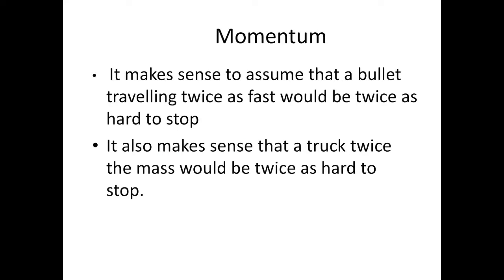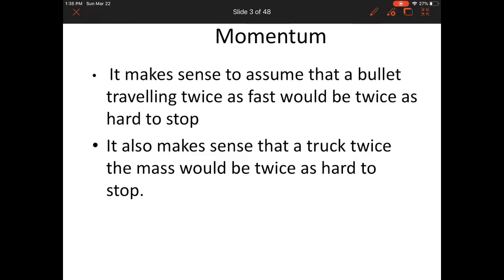Momentum. If we think about a bullet, let's just think about two bullets right now. If you have one bullet that's traveling twice as fast, or with twice the velocity, it would make sense to believe that it would be twice as hard to stop. I think that's fairly logical. If we now think about two different trucks with different masses, it makes sense to believe that a truck that is twice the mass would also be twice as hard to stop. So think about that. How difficult it is to stop something must be linked to its mass and its velocity.